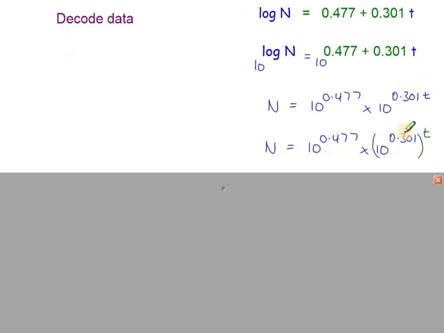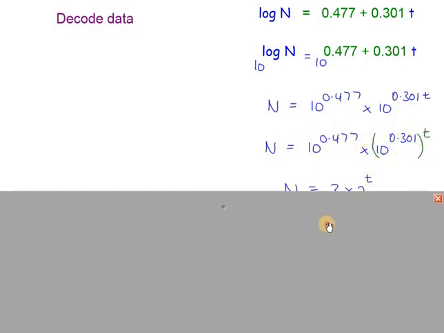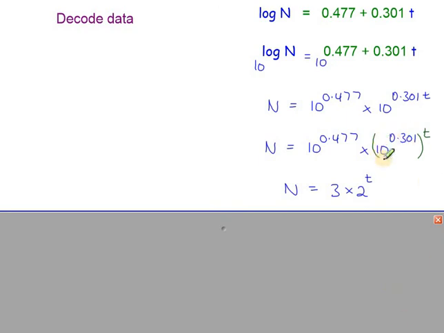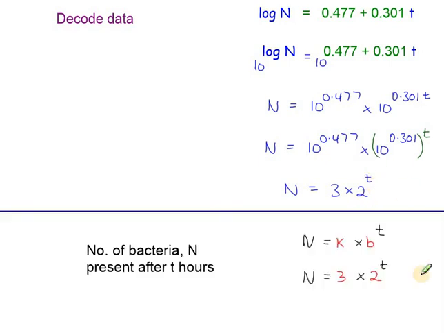These two are multiplied, they're still multiplied. We do the bit in the brackets first to simplify. We simplify the term here, and this gives us 2, so it's 2 to the power of t, which means we've worked out our constants.